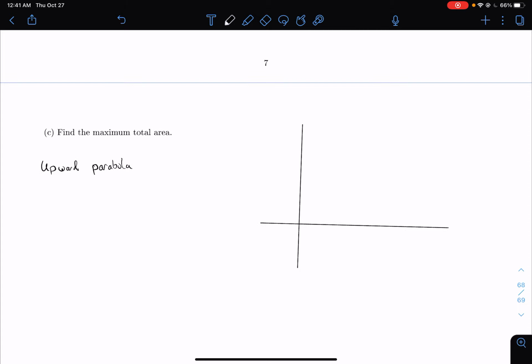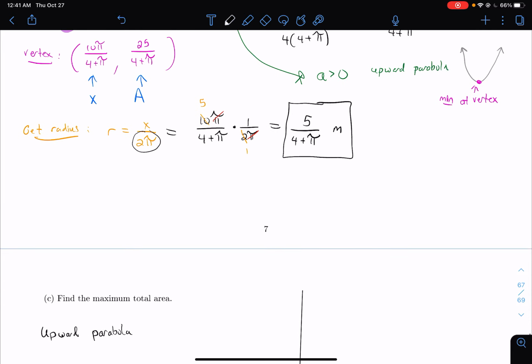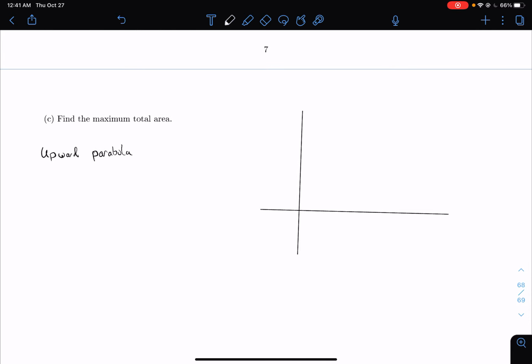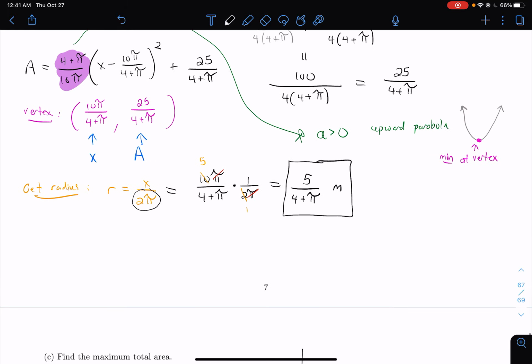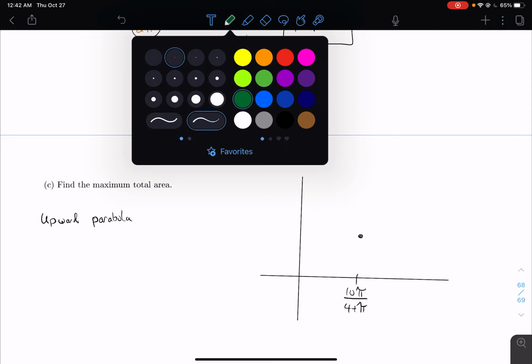Okay, so if I draw a picture and I label my vertex. So I had this vertex over here. Well, I know the x-coordinate of the vertex is at 10 pi over 4 plus pi. That's the x-coordinate of the vertex. And the y-coordinate, technically I should say it's the a coordinate. The y-coordinate represents the variable a. But that is this number, 25 over 4 plus pi. I don't really need to label that in the picture. I just care about this x-coordinate for right now, and the fact that it's an upward-facing parabola.